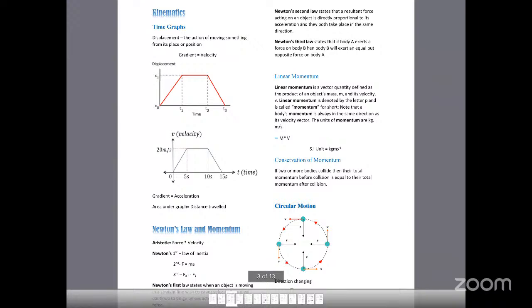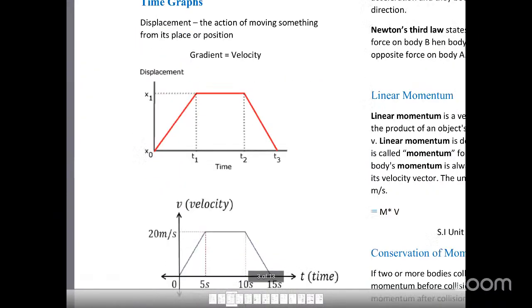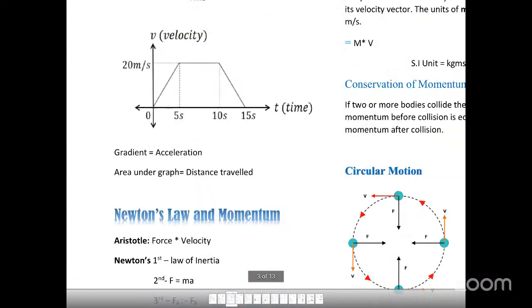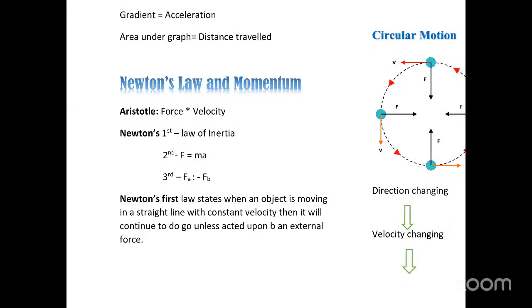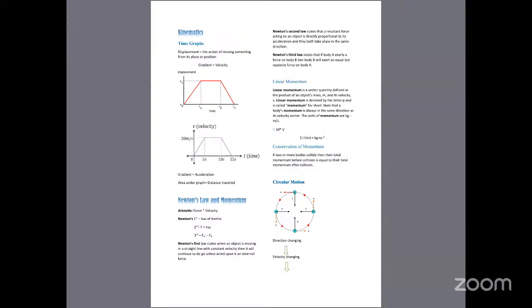We looked at what the gradient of a displacement time graph gives you, what the gradient of a velocity time graph gives you, and the area. Then we started to focus on Newton's laws of motion, and we have the three versions of Newton's law. Before Newton's law was Aristotle. Aristotle said that velocity was proportional to force. Those are Newton's three laws, and then we have the worded versions, of course.